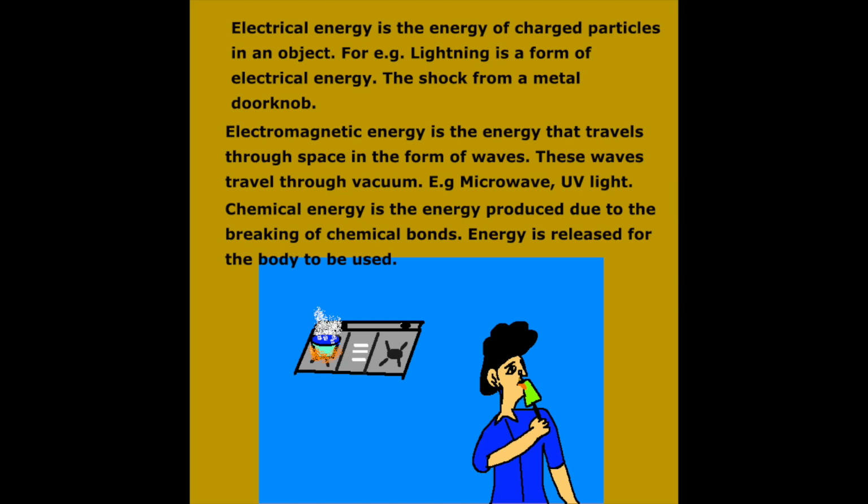Electromagnetic energy is the energy that travels through space in the form of waves. These waves travel through vacuum, for example microwaves and UV light. Chemical energy is the energy produced due to the breaking of chemical bonds. Energy is released for the body to be used.